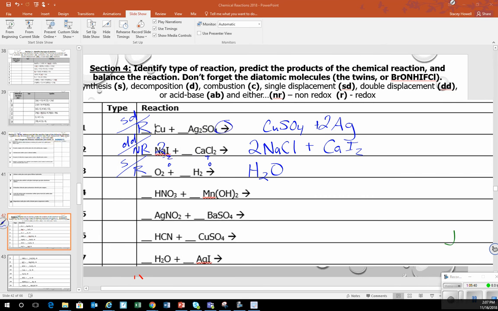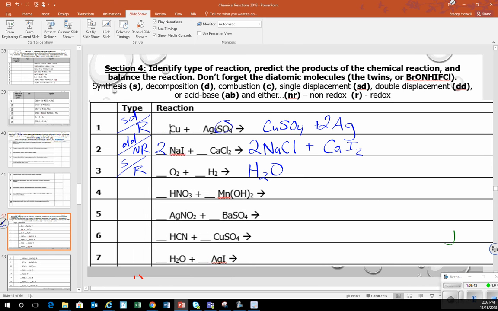Is it balanced? Okay, what do I need to do to balance it? 2 oxygen, where? What side? On the right, in front of the water. Okay, and 2 of the hydrogen gases. Okay, so you should be able to do something like this.